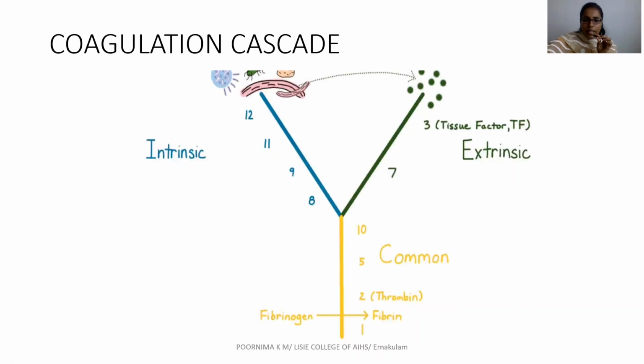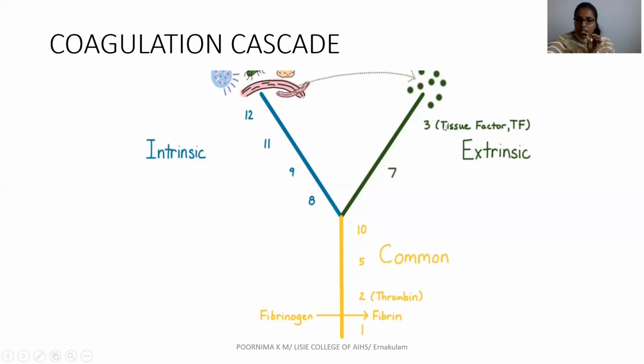There are mainly three pathways: intrinsic pathway, extrinsic pathway, and common pathway. The extrinsic pathway gets initiated by the tissue factor, which is released from damaged tissues. That is tissue factor, coagulation factor 3. There are 13 coagulation factors, of which coagulation factor number 3, that is tissue factor, is released by the tissues of the damaged blood vessel.